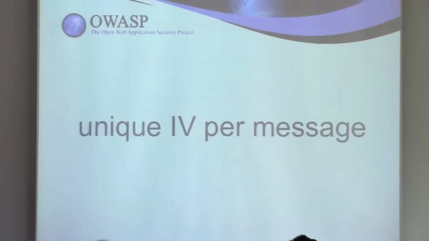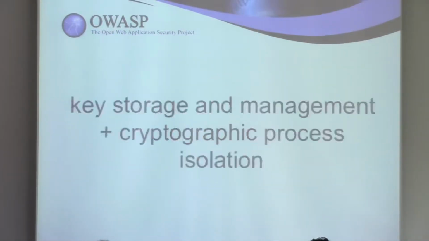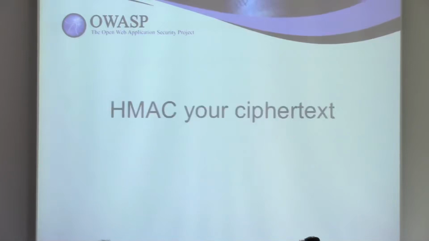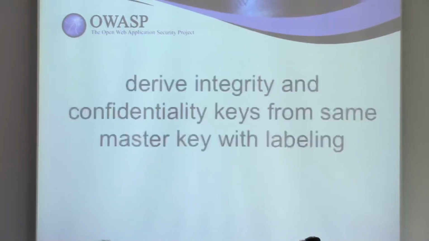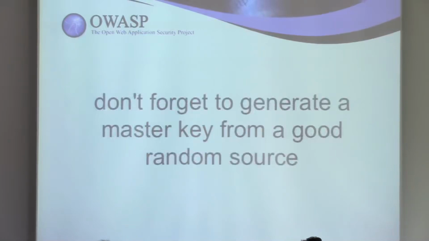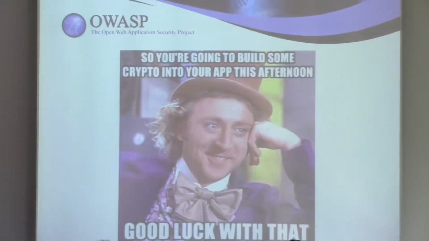And don't forget to have a unique initialization vector for every single message. Get your padding right. You probably want to do key storage and management right and isolate the crypto to a separate process. That mostly gives you confidentiality. You've got to HMAC your ciphertext for integrity, and derive integrity and confidentiality keys from the same master key with labeling. Don't forget to generate a good master key from a good random source. And good luck with that.